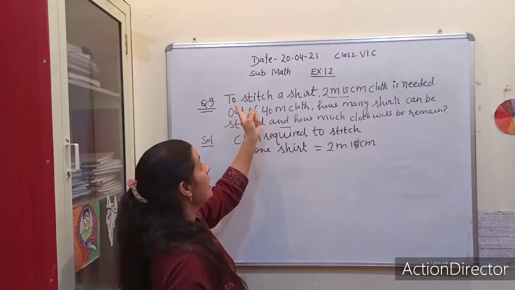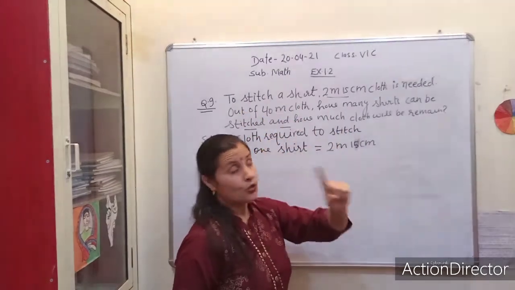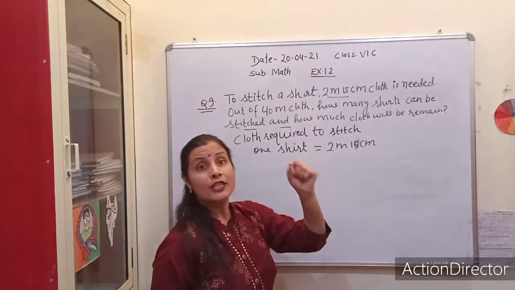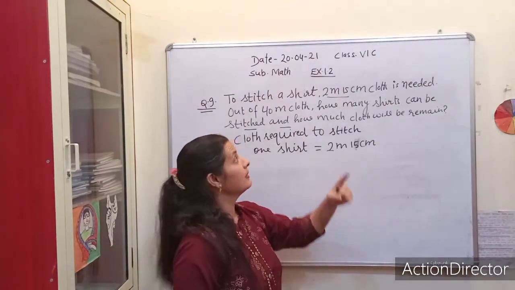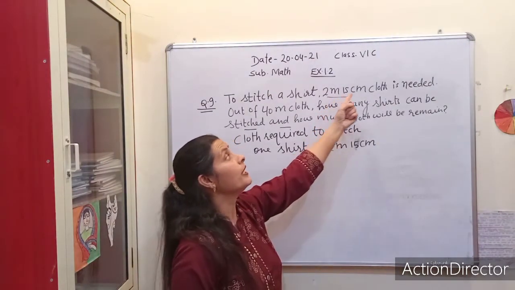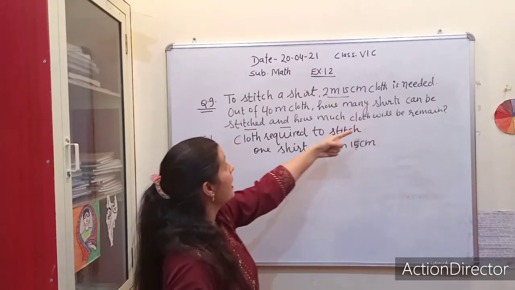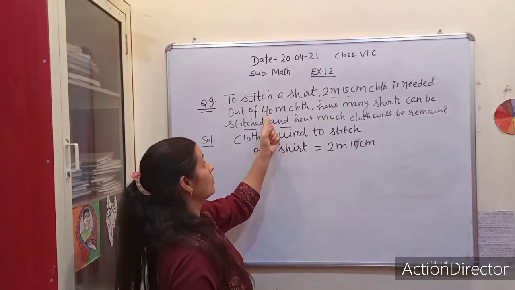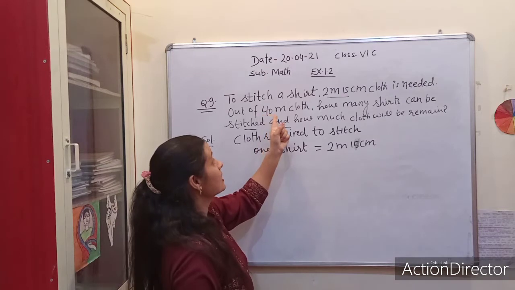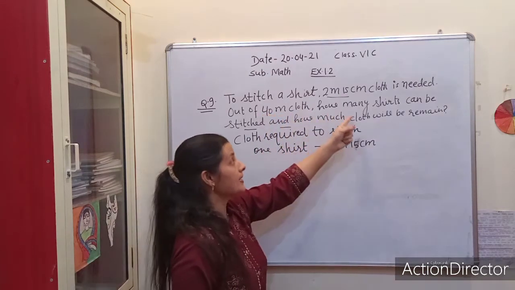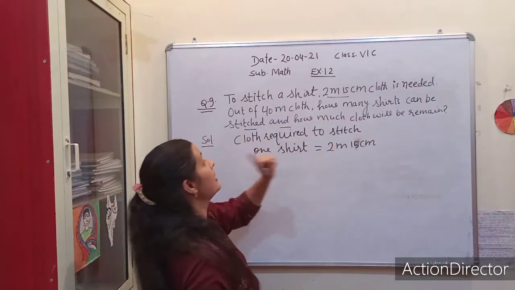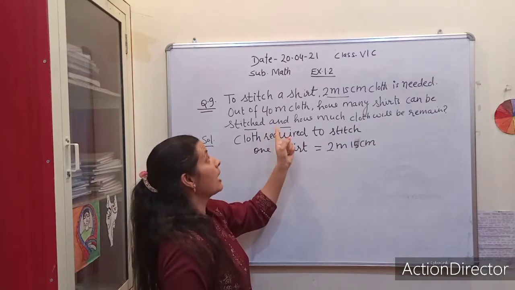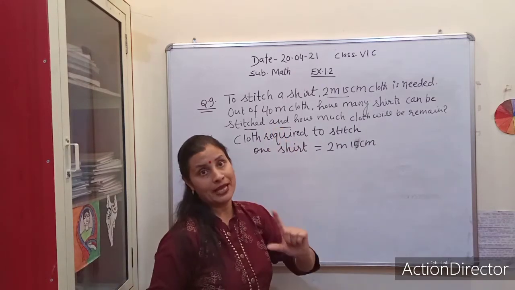Here it is asking to stitch a shirt. To stitch a shirt means how much cloth is required to stitch a shirt? The length of cloth is given, 2 meter 15 centimeter. But the total length of cloth is given 40 meter. Now it's asking how many shirts can be stitched and how much cloth will remain.